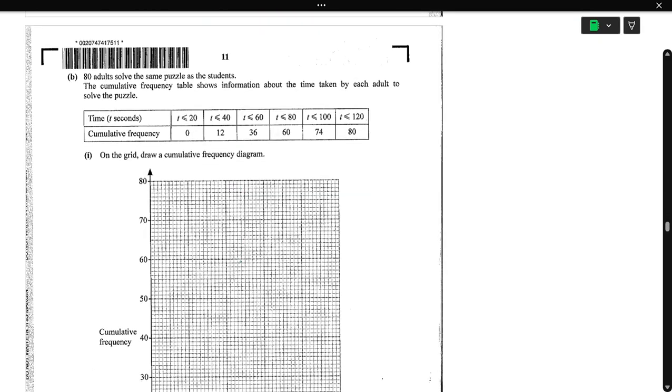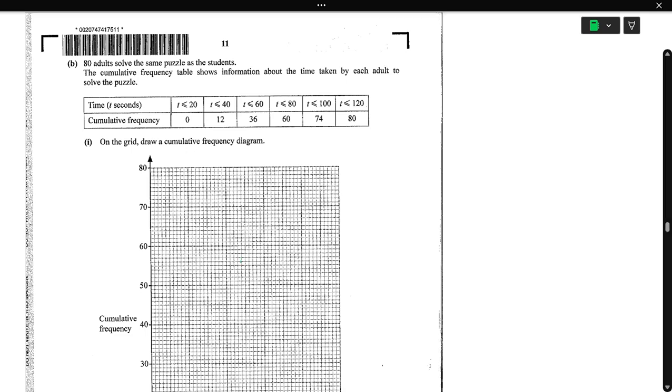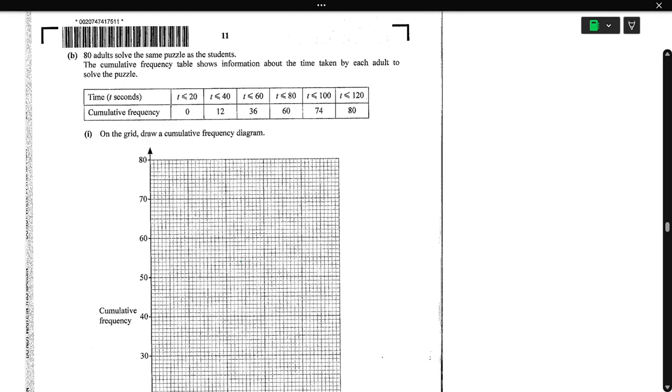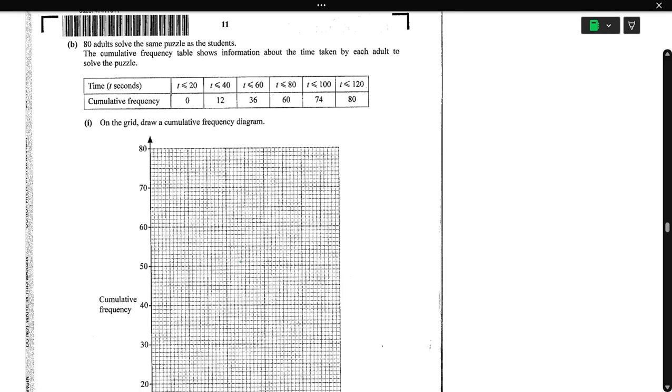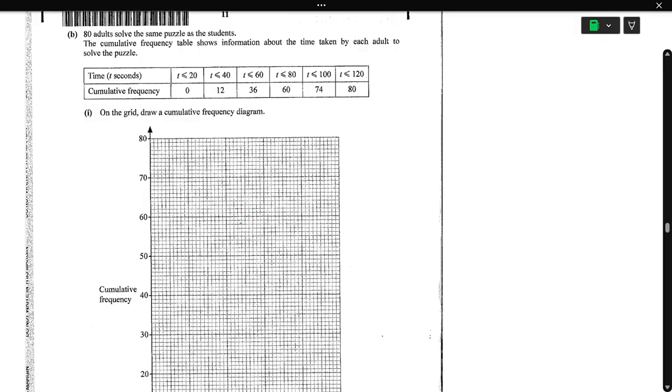Okay, next question. 80 adults solve the same puzzle as the students. The cumulative frequency table shows the information about the time taken by each adult to solve the puzzle. Time is given as less than 20, less than 40. Cumulative frequency is given. So on the grid, draw the cumulative frequency.